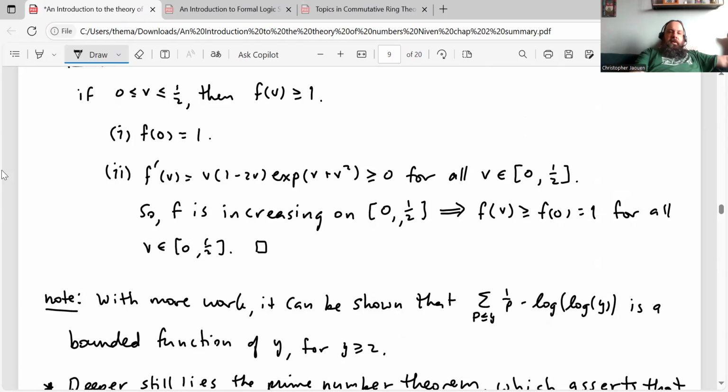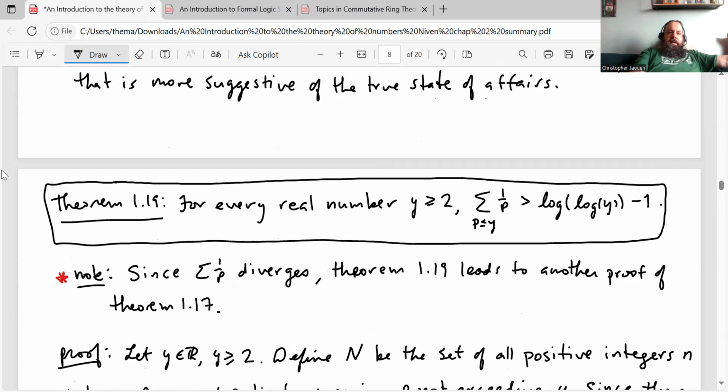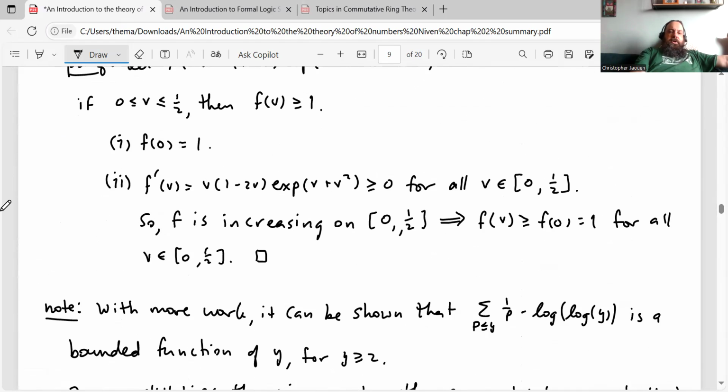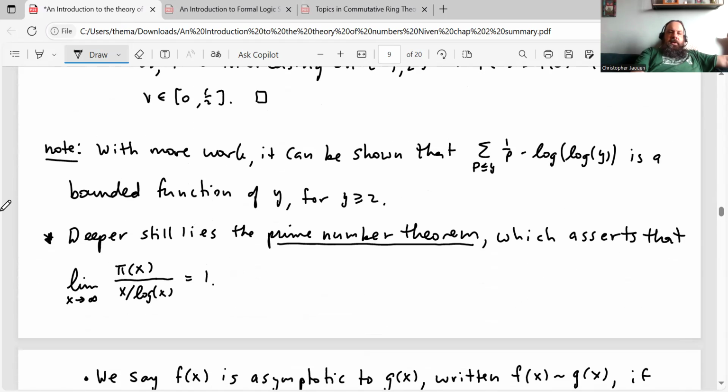So now we have everything that we need. So theorem 1.19 is valid. So this bound is good. Okay, just a few remaining comments to make here before we end the section.